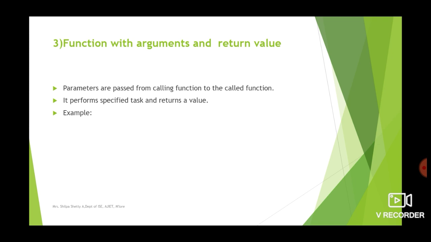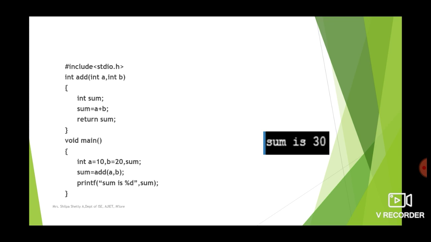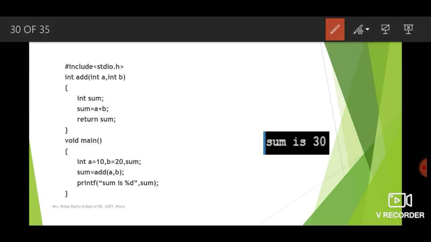So let us see an example here. Let's go to the main. We have declared three variables: a and b, initialized to 10 and 20, and then sum. So we write sum is equal to add(a, b). If you look at this statement, the add(a, b) function will return a value, and that value is assigned to sum.